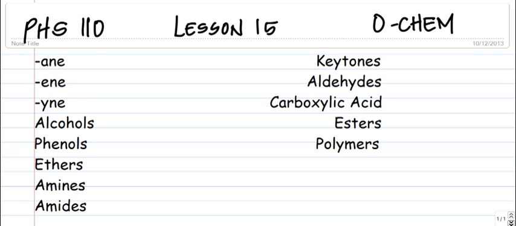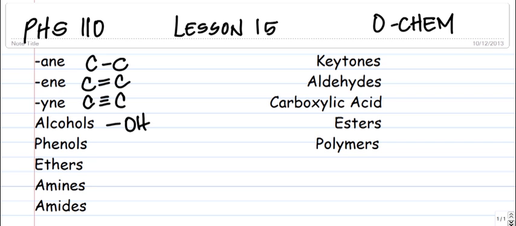So anything with an A-N-E ending, like propane or methane, means that you have a carbon with a single bond. Anything with an E-N-E ending means you have a double bond, and anything with a Y-N-E ending means you have a triple bond next to your carbon. An alcohol ends in an OH bond.